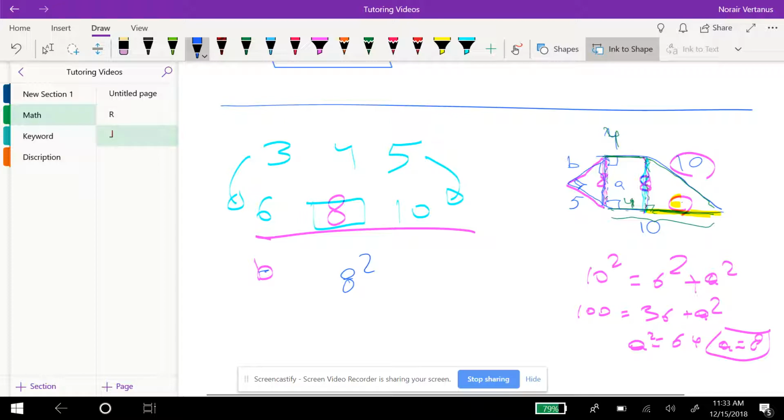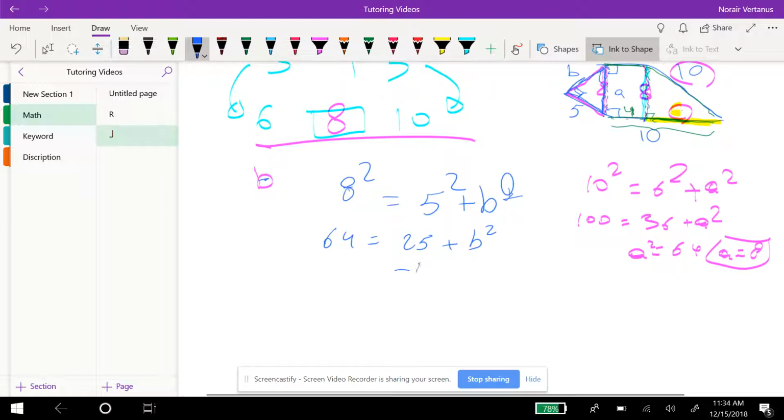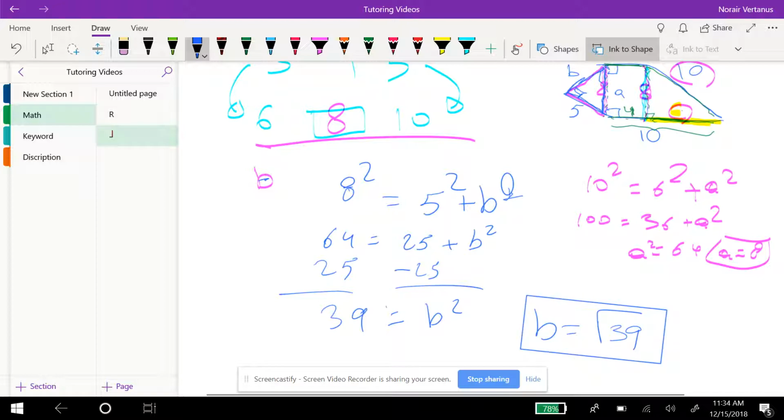So it's going to be 8 squared is equal to 5 squared plus B squared. See, 5 squared is this one, and 8 squared I found from doing the first part. So that's going to be 64 is equal to 25 plus B squared. So subtract 25, subtract 25. So B squared is equal to 64 minus 25, that's 39. Therefore, B is equal to root 39, and we're done. We found A and B.